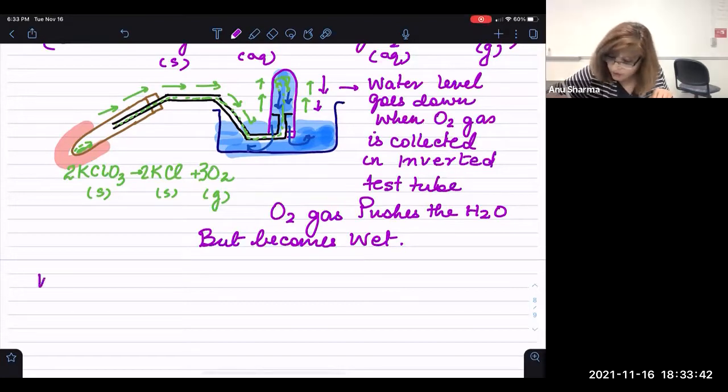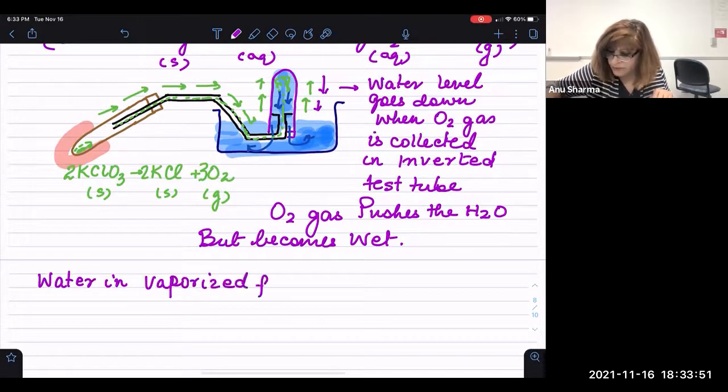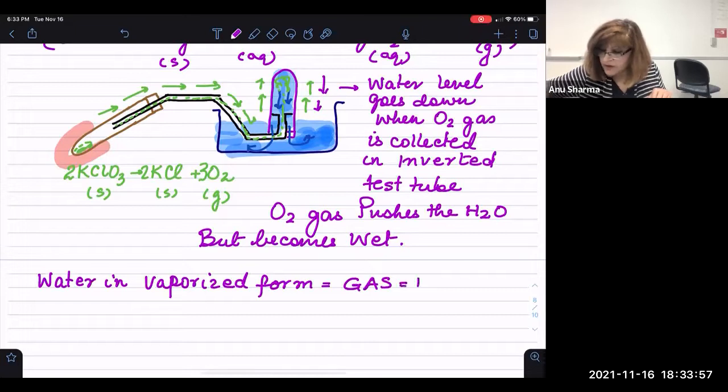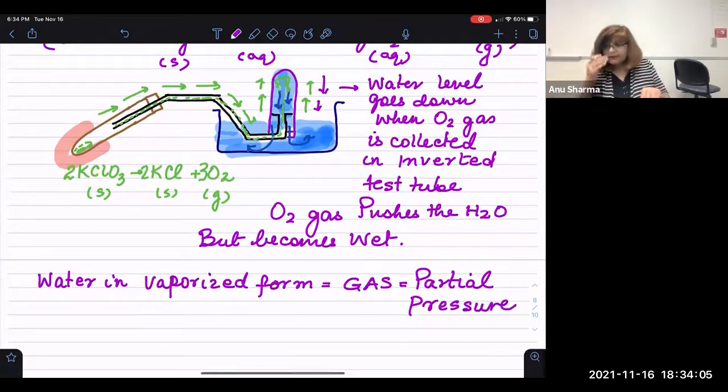Remember that water vapor, water in vaporized form is what? It's a gas. In vaporized form is actually a gas. So that will exert its own partial pressure. So the gas oxygen is exerting its pressure, but it's mixed with water vapor. So the water vapors will also have a partial pressure.